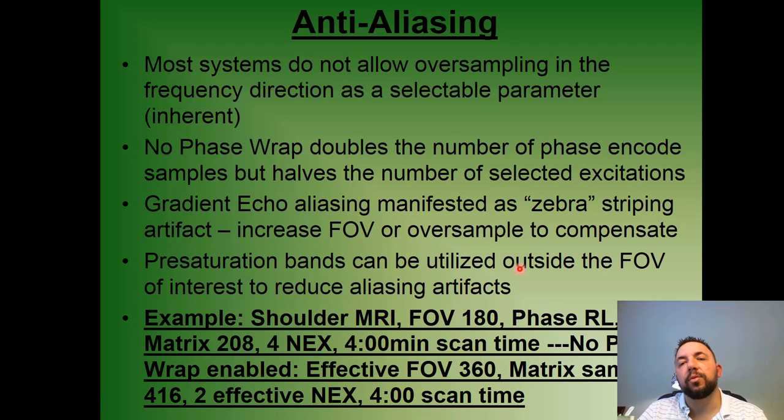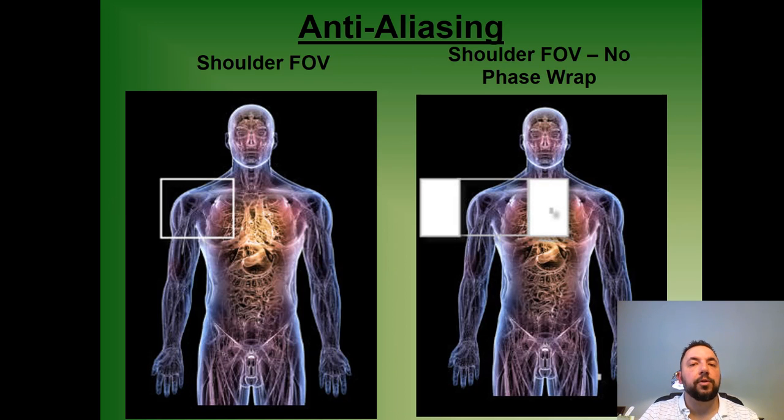Pre-saturation bands can be utilized outside the field of view of interest to reduce aliasing. So in an 18 centimeter shoulder MR, phase direction right to left, matrix 208, we have 4 NEX, and we have a 4-minute scan time. When we enable no phase wrap, our effective field of view is now 360. The matrix sampled is now 416, and there are 2 effective NEX with a 4-minute scan time. So we lost a lot of signal, but we corrected the artifact of aliasing, and that's how GE's no phase wrap actually functions.